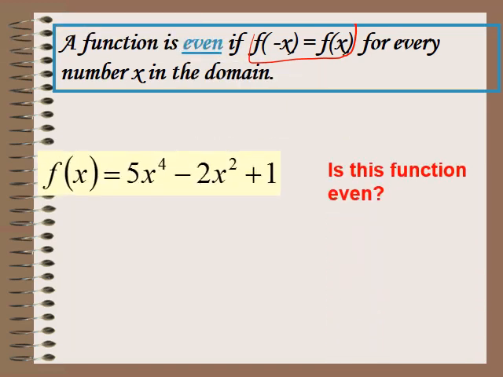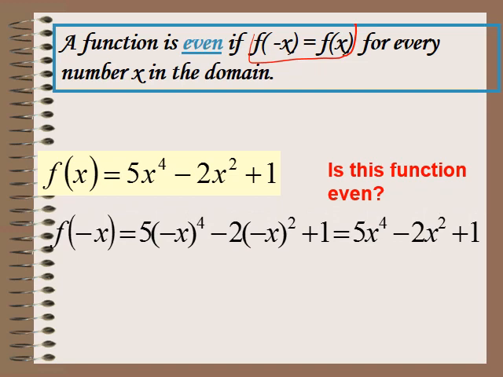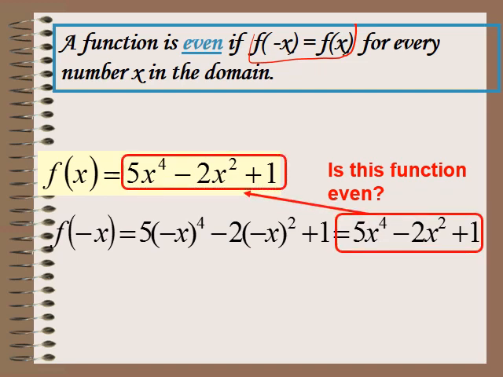Example: f of x equals 5x to the fourth minus 2x squared plus 1. Is this function even? f of minus x equals 5 times minus x to the fourth, minus 2 times minus x squared, plus 1. Minus x to the fourth is x to the fourth, and minus x squared is x squared. Then f of minus x equals f of x. Then we can say that f of x, yes, is even.